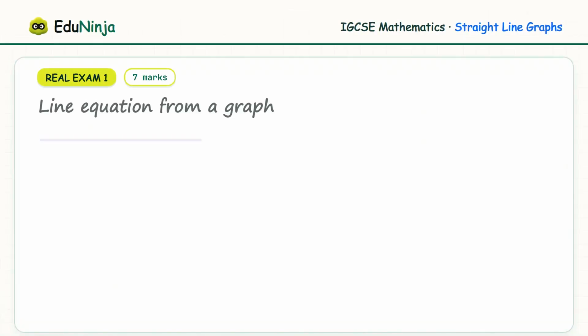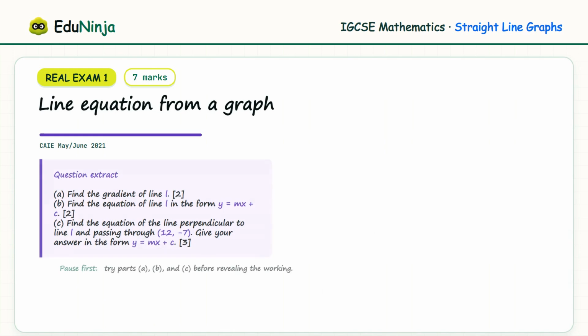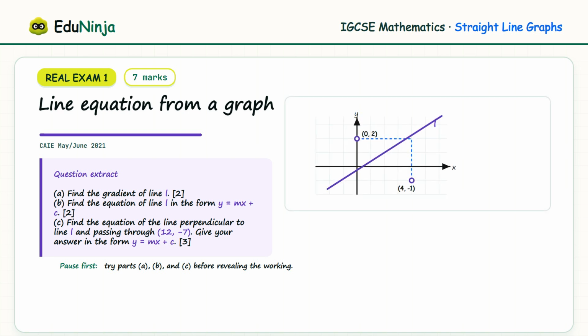Now let's try a real CAA IGCSE-style question. This one is all about reading a straight line graph carefully. There are 3 parts. First, find the gradient of line L. Second, write the equation of line L in the form y equals mx plus c. Third, write the equation of the line perpendicular to L, passing through the point (12, negative 7). Pause here and try all 3 parts before we reveal the working.